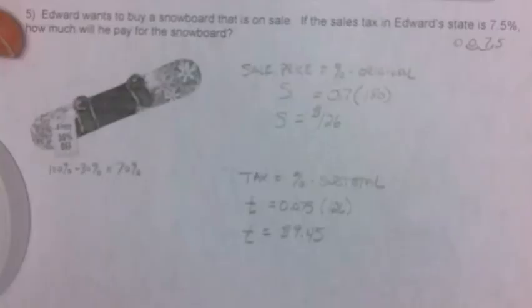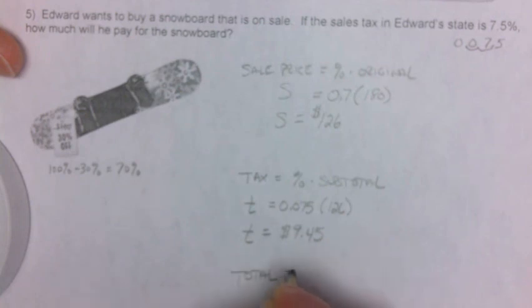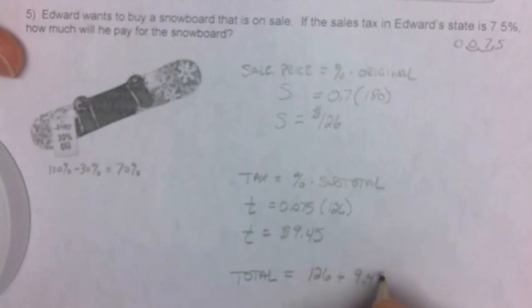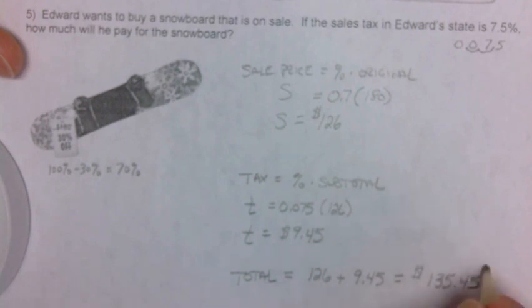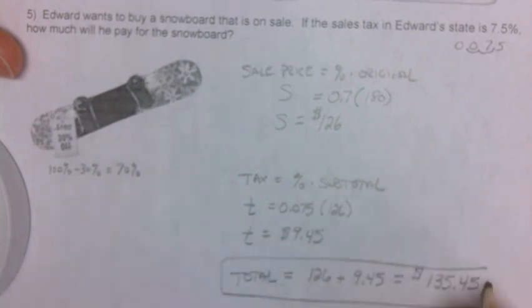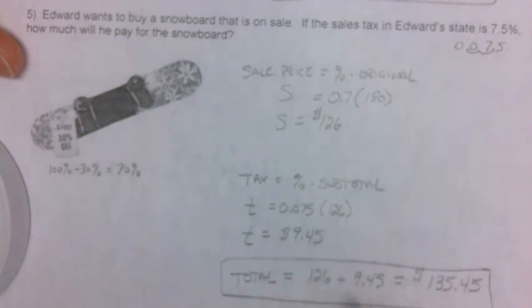So now if we want to get the total price, we're going to take the $126 sale price and add on $9.45 in tax. If we do that, we're going to get a total price of $135.45. So I did this last part in 2 steps. Find the tax and then add it on. Now, we could have got to this answer in just 1 step.